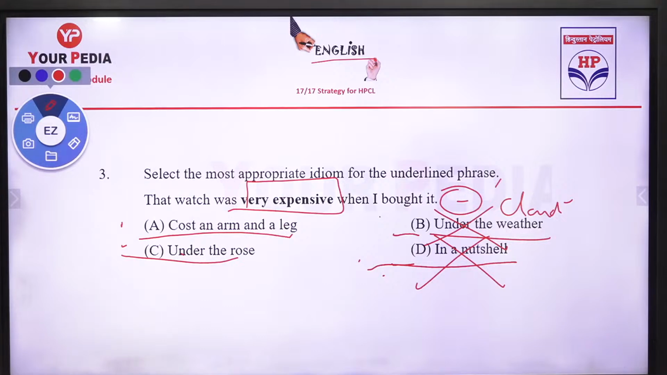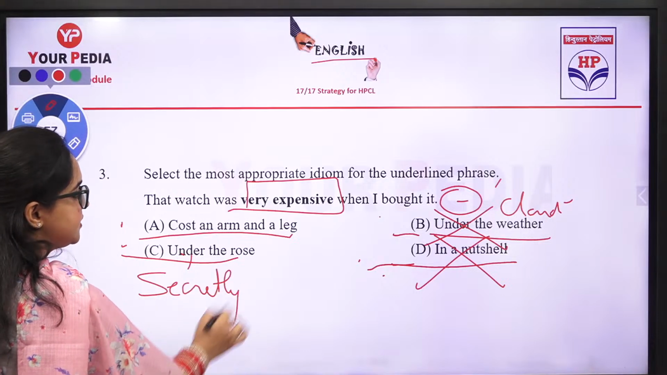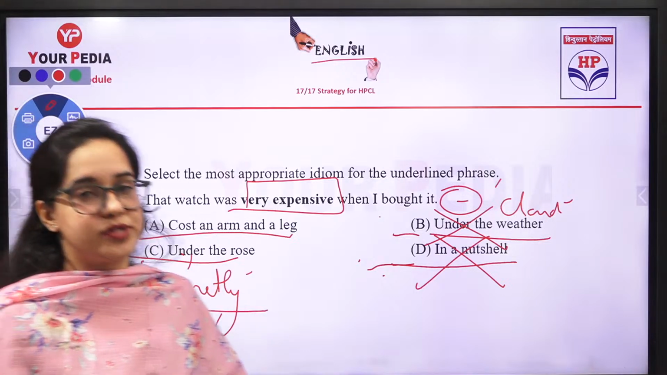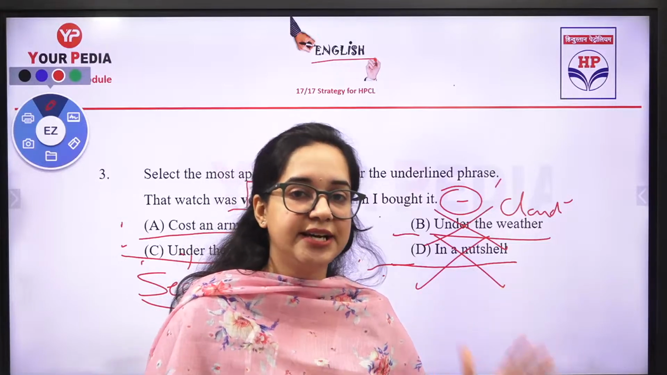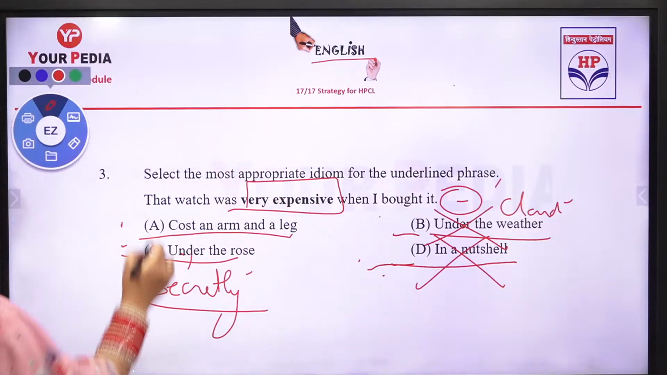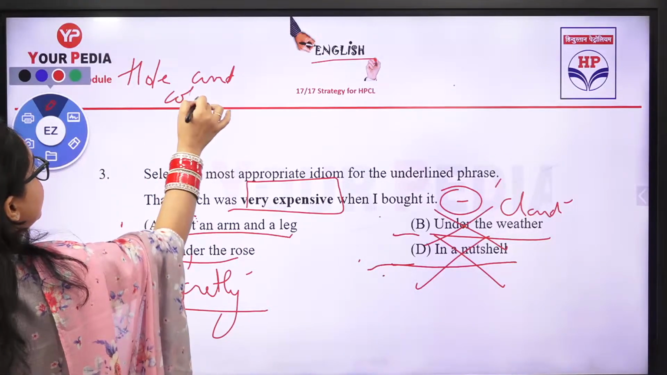What does under the rose signify? That is something that is done secretly, something that is done privately. That is termed as under the rose. With the rose you demarcate things that are done secretly, that are done privately. Even you have an idiom, hole and corner policy.